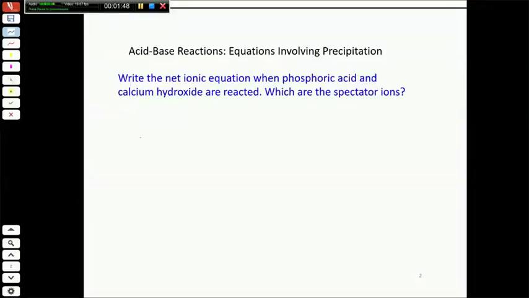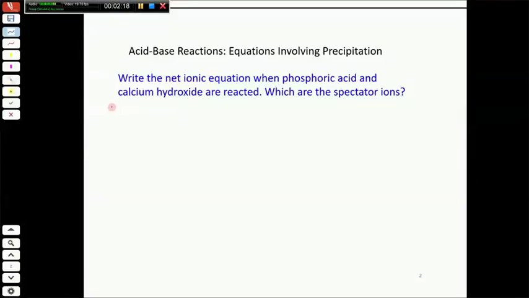In most acid-base reactions, precipitation does not occur as well, but there are cases where that happens because if we recall, one of the products of an acid-base reaction is an ionic compound, and if that ionic compound is insoluble, it will precipitate from solution, even if the initial acids and bases that you started with were soluble species. So let's look at one here where we want to write the ionic equation when phosphoric acid and calcium hydroxide react with each other and identify the spectator ions.